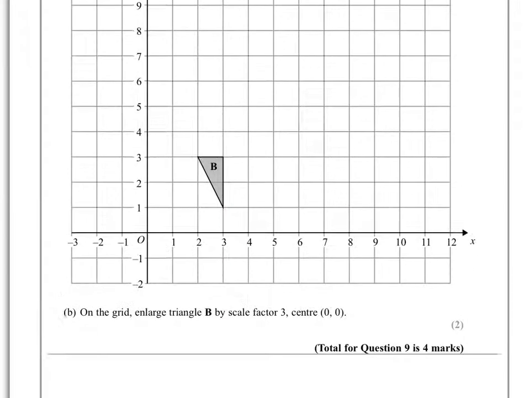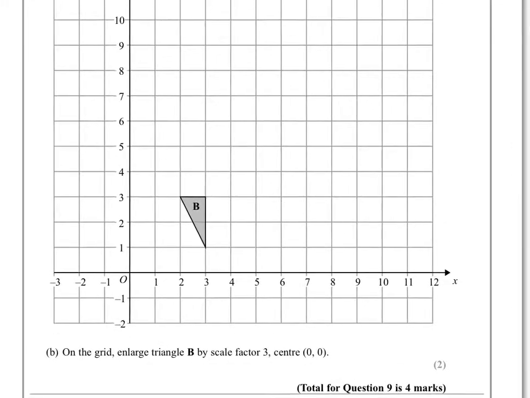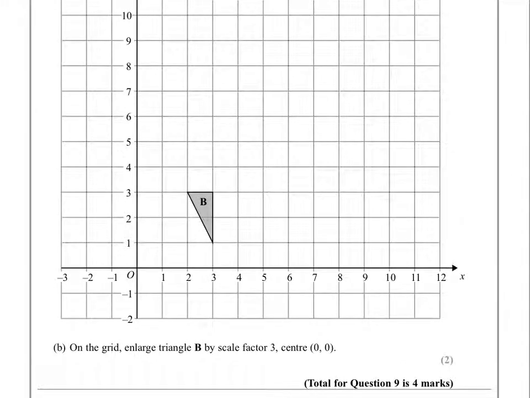Okay, the next one here is asking for an enlargement by a scale factor of 3. Now everybody should be able to get 1 mark on this, and some people might be able to get 2 marks. So a scale factor of 3, what we're looking at is that this side here is length 1, so it's going to end up as a length of 3, and this side here is length 2, so it's going to end up as a length of 6.